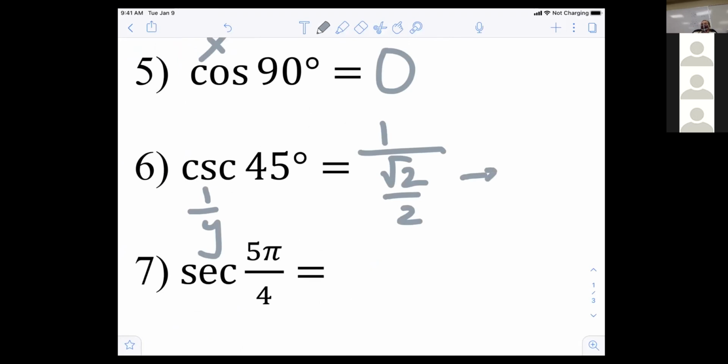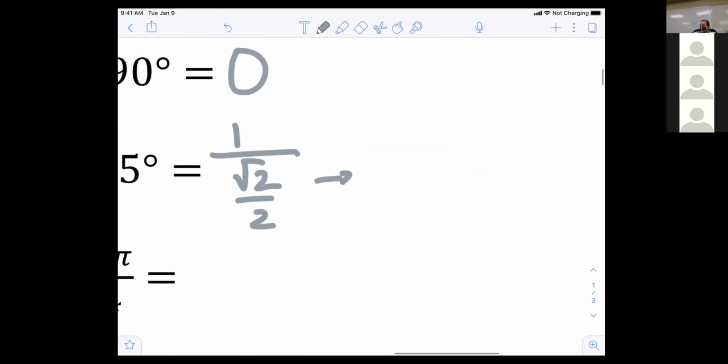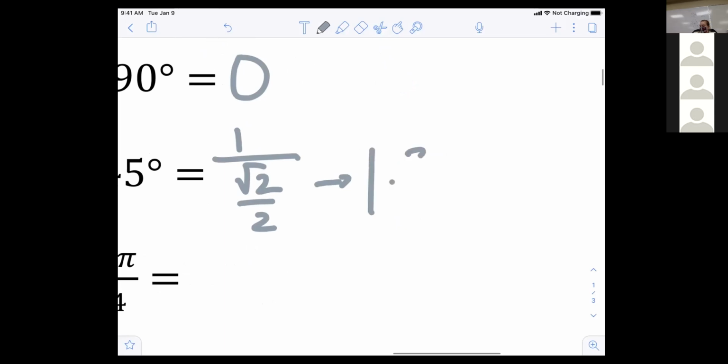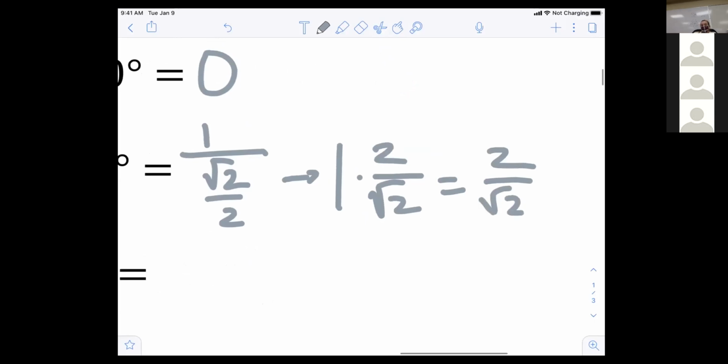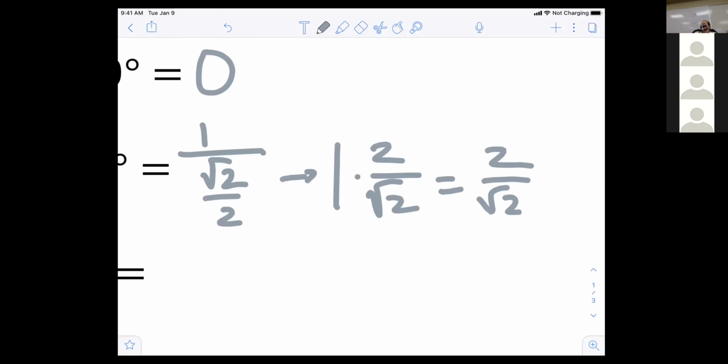A lot of us got here, and then we're like, what next, right? Anybody feel that? Some of us even went one more step further and said, okay, now I multiply by the reciprocal, and so I'm going to get 2 over root 2. I told you for today that was cool. I'll accept that for full credit. What I do want to do in the future, though, is rationalize that.